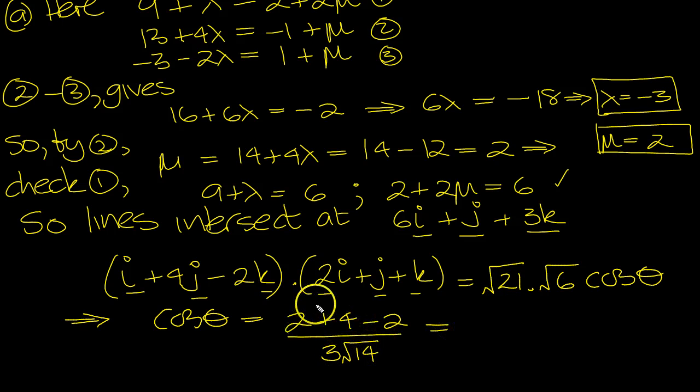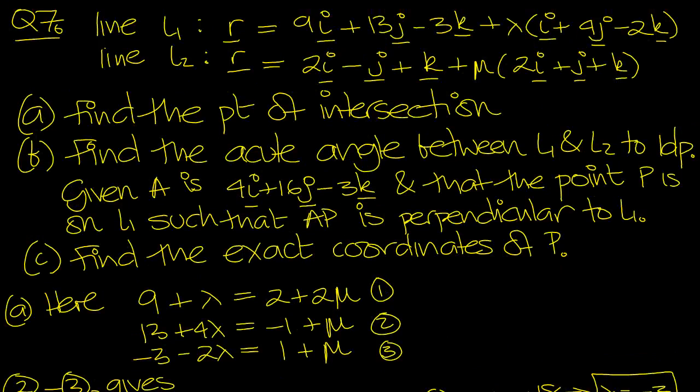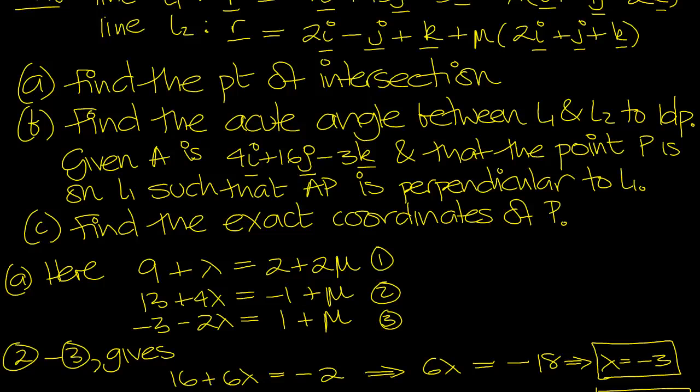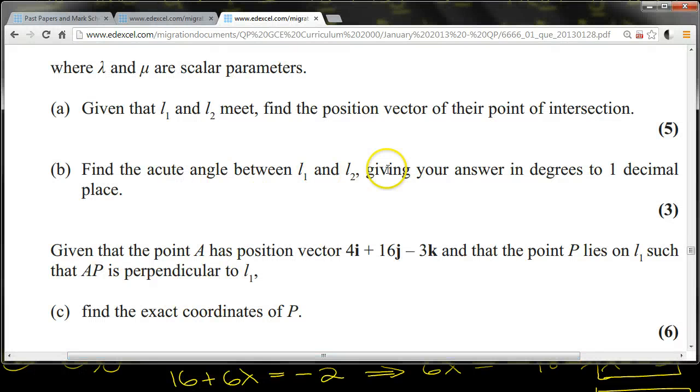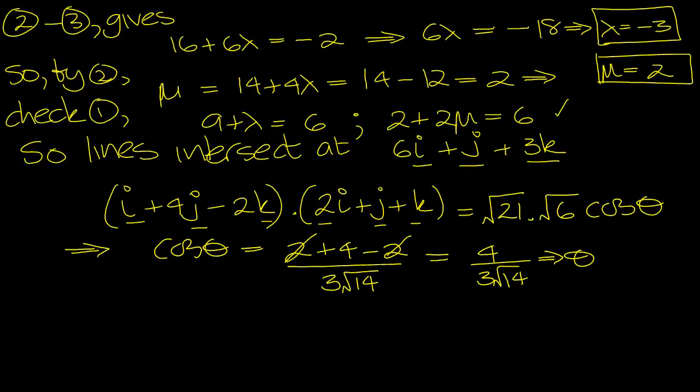So the 2's cancel here and here, 4 over 3 root 14. So now we need to work out theta to 1 decimal place. Let's have a look here. The acute angle, let's just go back to the paper to see what we need: in degrees to 1 decimal place. So that's what we need to find then. So let's do that then.